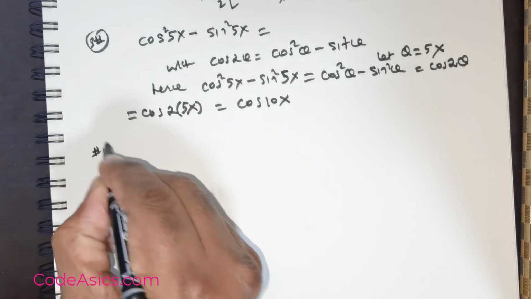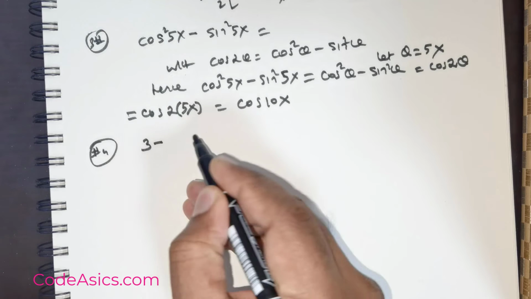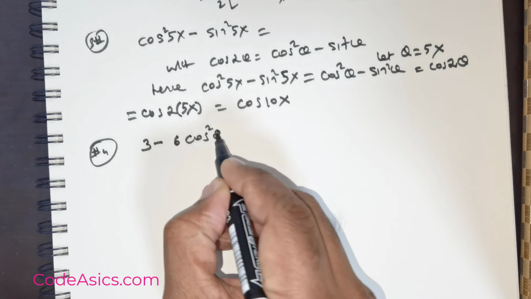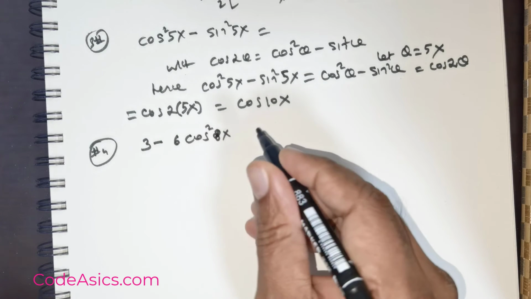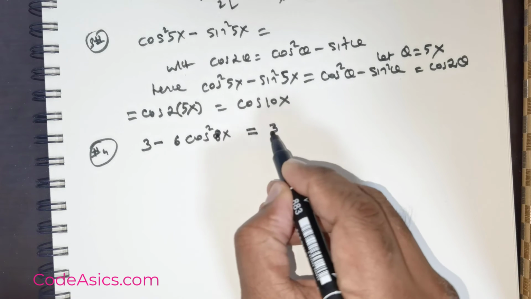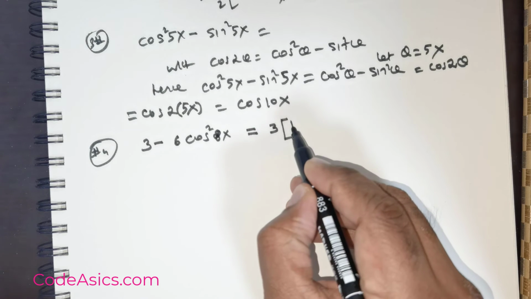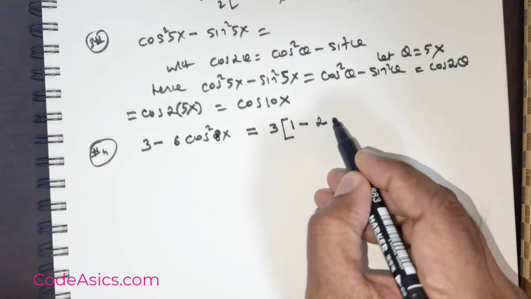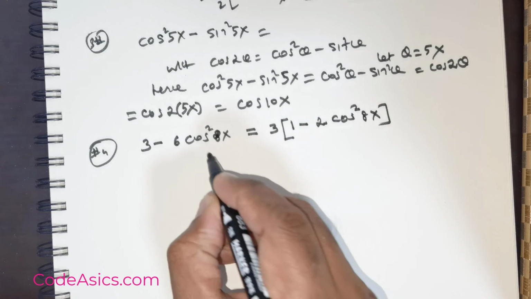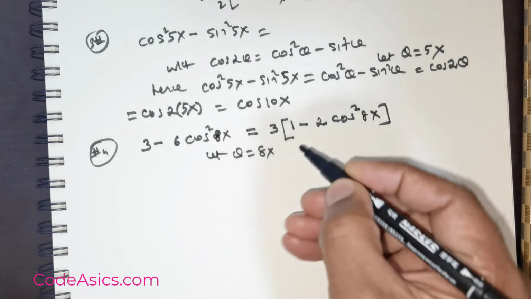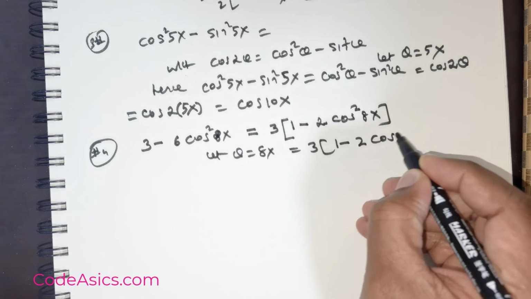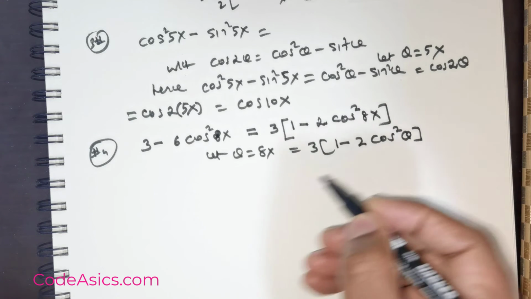Question 4, we're being asked to write 3 negative 6 times cos squared 8x as a single term. So foremost, I would like to rewrite this by taking 3 out. If I take 3 out, this is going to give me 3 of 1 negative 2 times cos squared 8x. Now let me take theta to be equal to 8x, and hence this can be rewritten as 3 times of 1 negative 2 times cos squared theta.